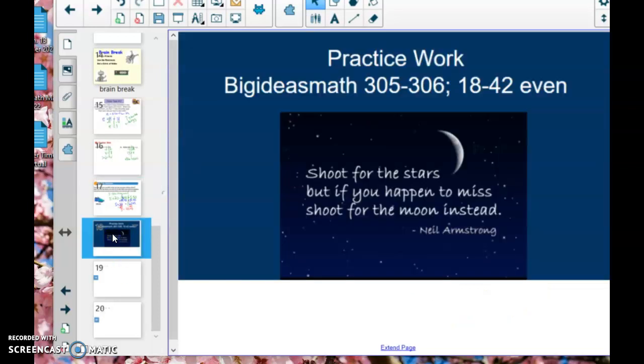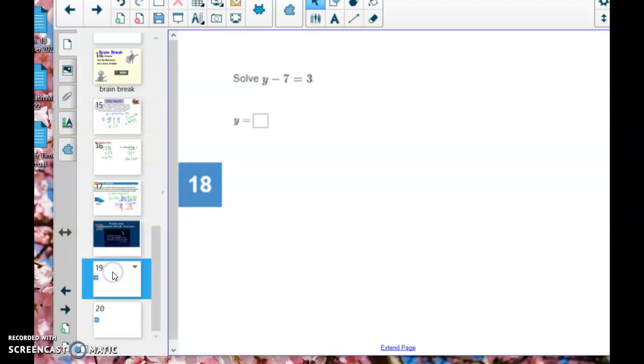It is time for practice work. Once again, practice work will be done in BigIdeasMath.com, but you have to do your practice work on paper first and then transfer your answers into BigIdeasMath.com.